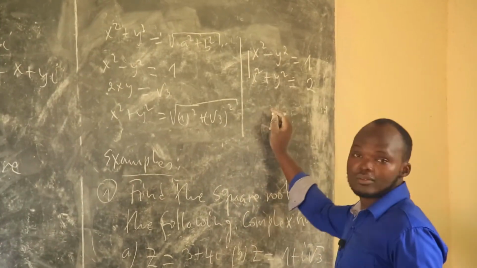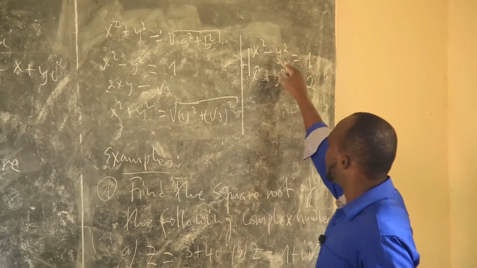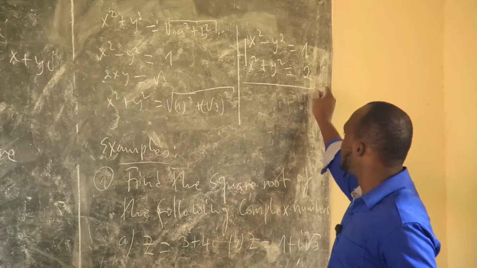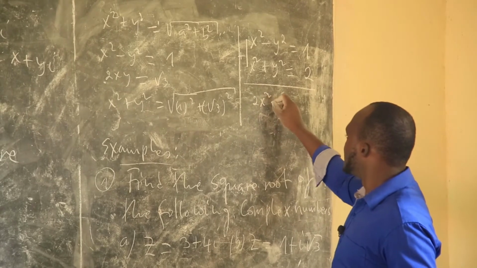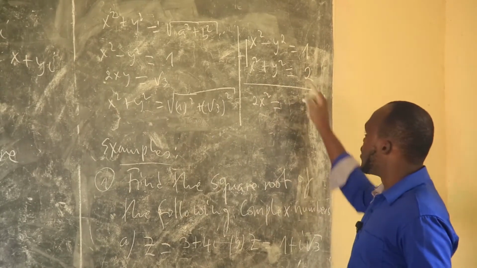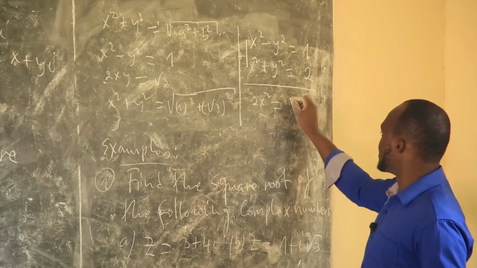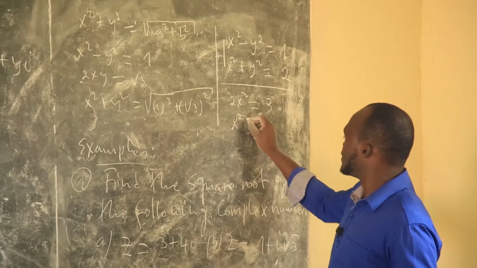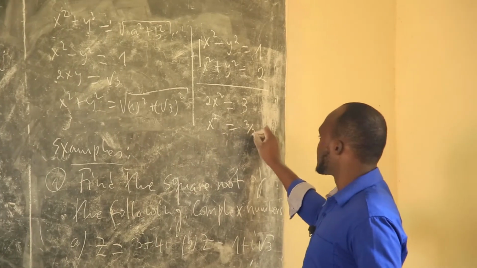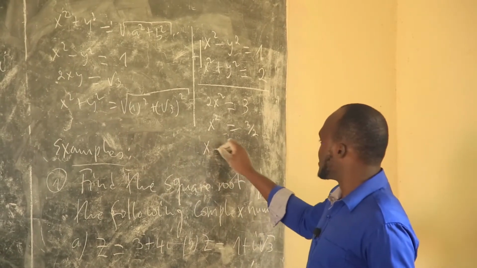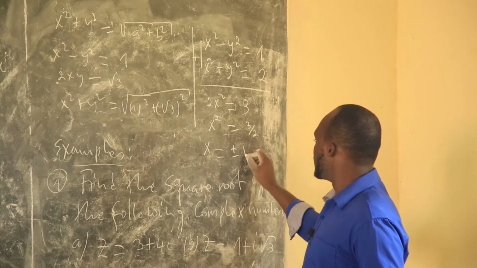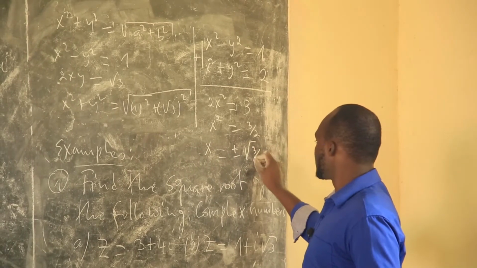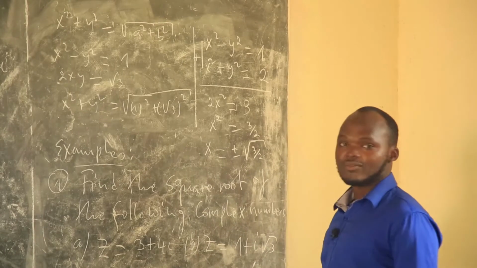We just add because they have different signs. So we get 2x squared equal to 1 plus 2, that's 3. So x squared is 3 over 2. So x is plus or minus root 3 over 2. That's the value of x.